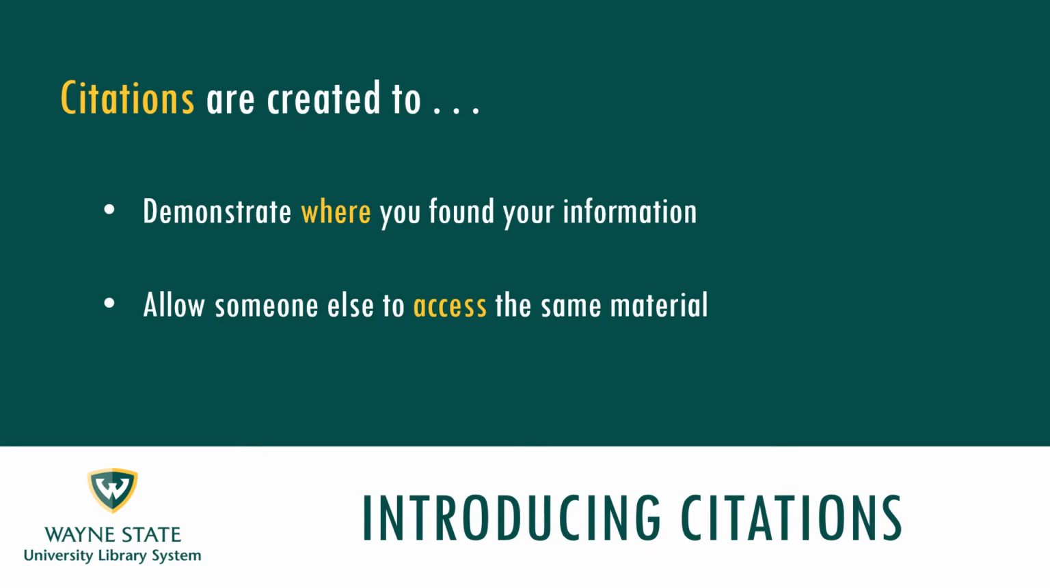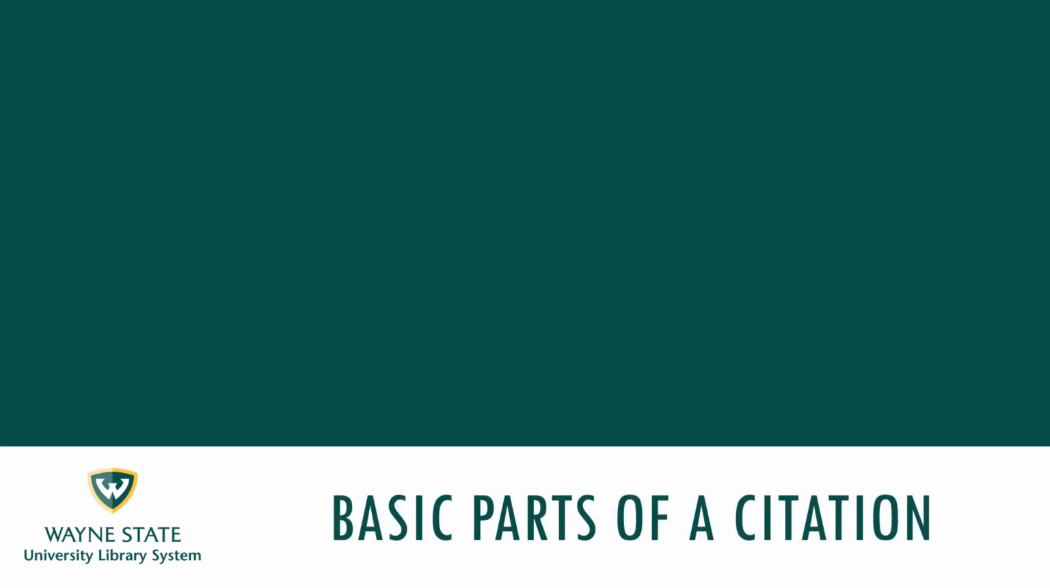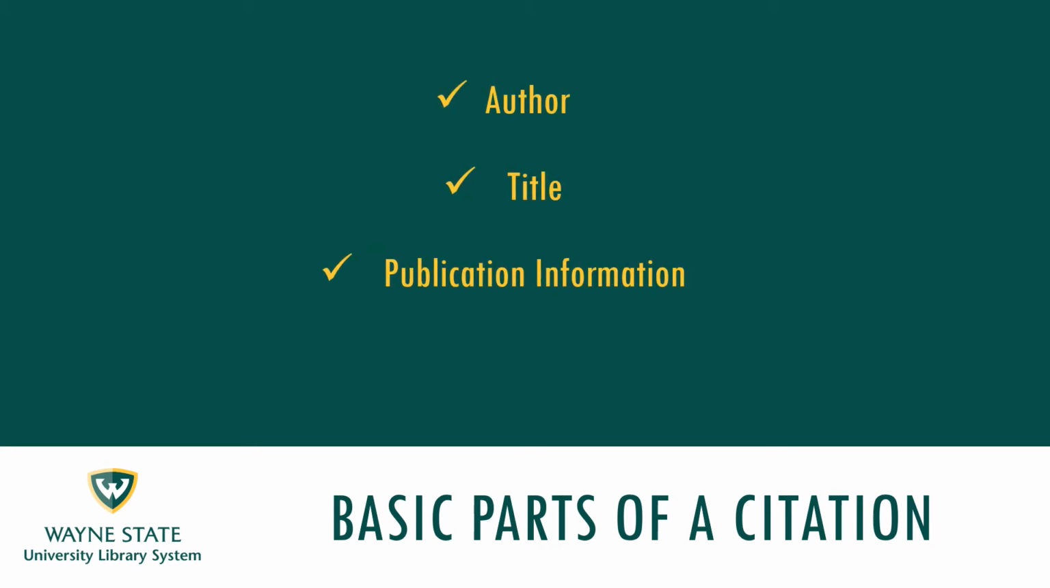Citations are created to demonstrate where you found your information, and to create a path for someone else to find that same material. In order to do this, citations must contain certain pieces of information. The basic parts of a citation are the author's name, the title, the publication information, and the date of publication. All citations must contain as many of these parts as possible. However, not all of this information may be possible to gather for certain materials, such as web pages. We will cover these exceptions later in this video.